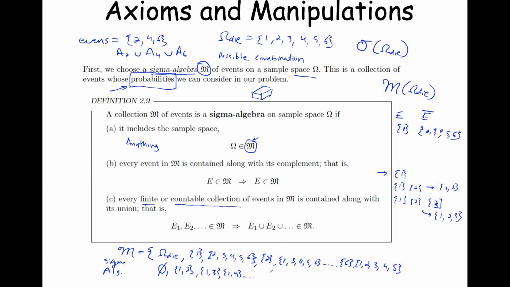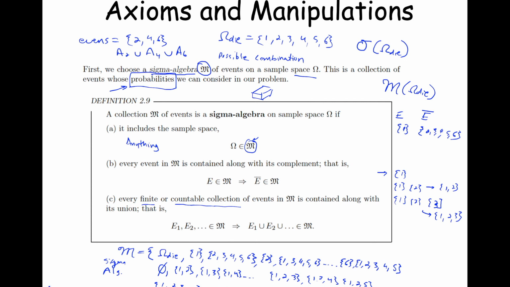We have the 3-way events: 1, 2, 3; 1, 2, 4; 1, 2, 5, etc. We have all of the 4-way events: 1, 2, 3, 4; 1, 2, 3, 5; 1, 2, 3, 6. We have all the 5-way events.